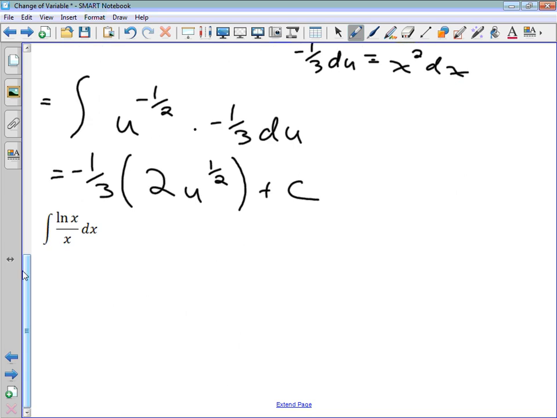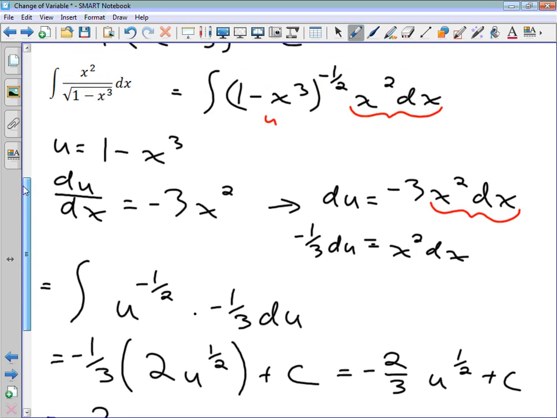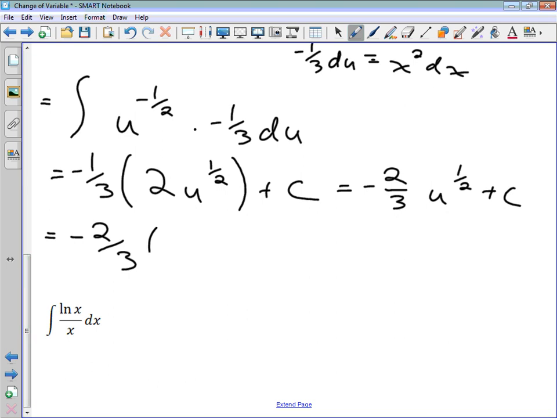So, combining these two coefficients, we get negative 2/3 u to the 1/2 plus c. And then we undo the substitution that we've done. Negative 2/3, what is u? Well, u is 1 minus x cubed. So negative 2/3 times 1 minus x cubed all to the 1/2 plus c. And there's our integral.